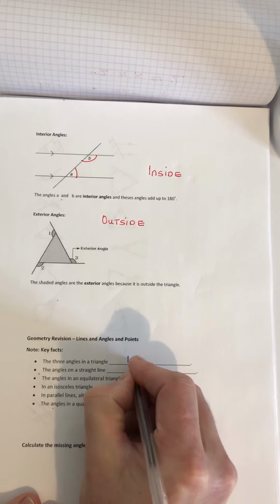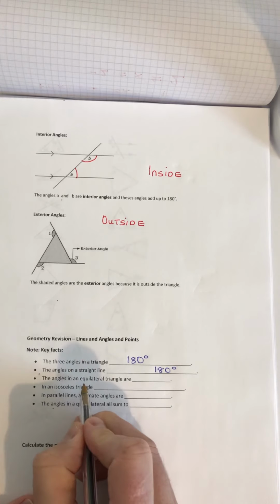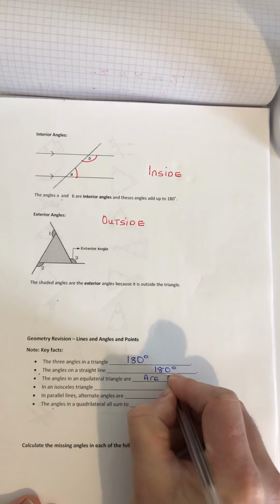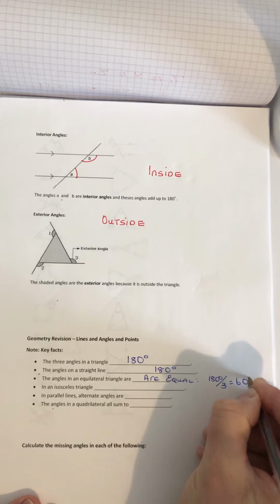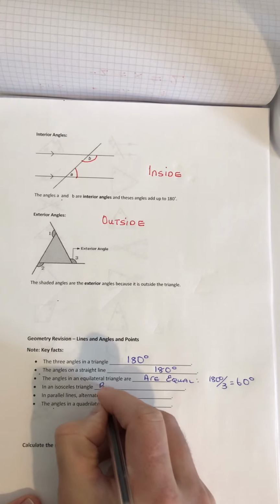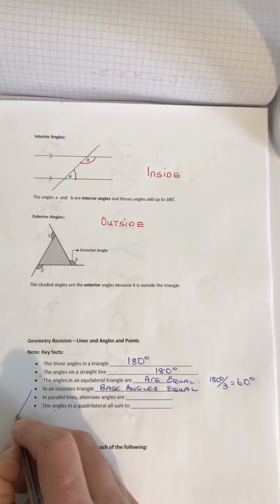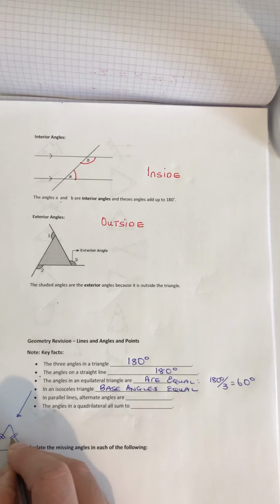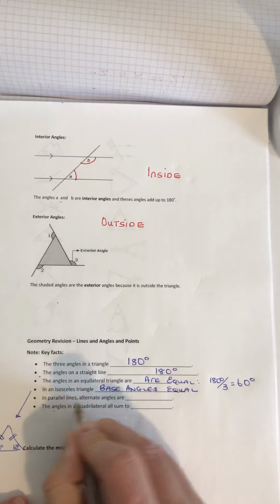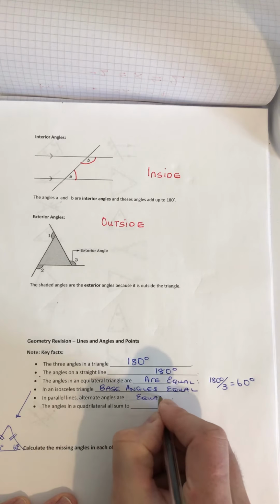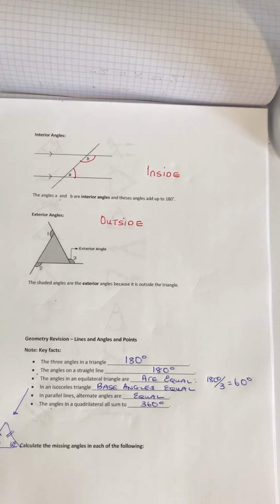Three angles in a triangle add up to 180. The angles in a straight line are 180. The angles in an equilateral triangle are all equal, so 180 divided by 3 angles is 60 degrees. In an isosceles triangle, the base angles are equal. So an example of an isosceles triangle: these two sides here are equal. So if this is 60, this is 60 also. In parallel lines, alternate angles are equal. And the angles in a quadrilateral, so think square, parallelogram, etc., all add up to 360 degrees.